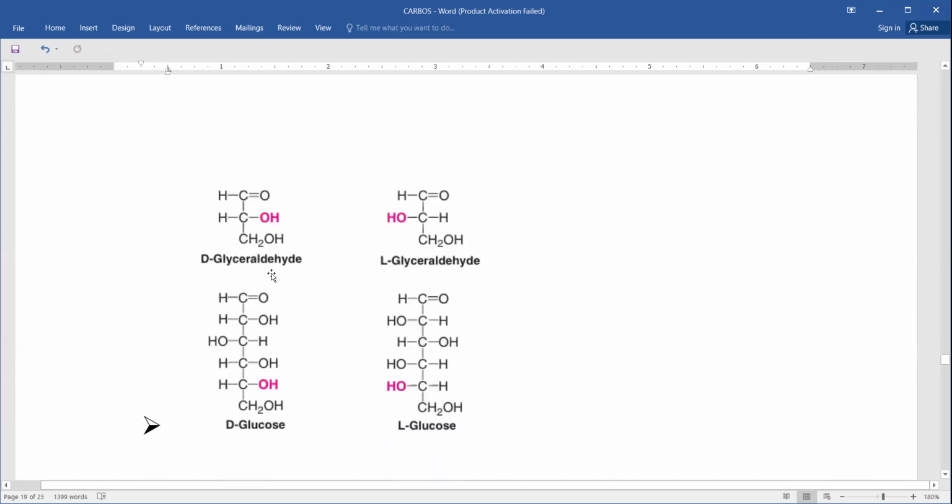For example, here one asymmetric carbon is present. Here, this is one asymmetric carbon, two, three, four asymmetric carbons. In a glucose molecule, four asymmetric carbons are present, so 2 to the power 4, which means 16 stereoisomers can be formed. Just wait, I'll show one image of glucose stereoisomers.